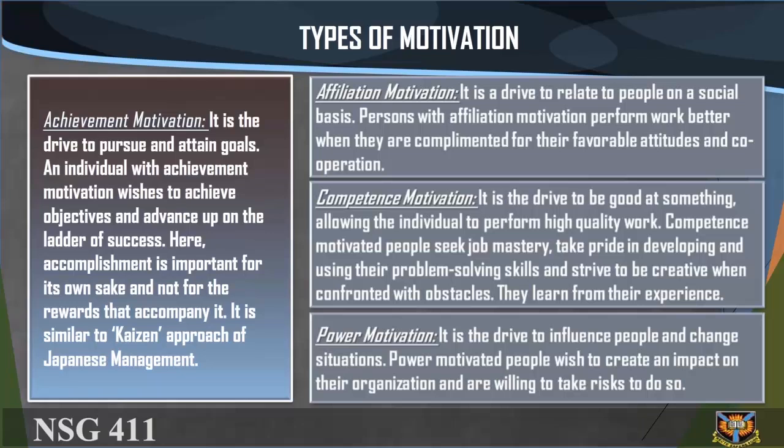2. Affiliation motivation. It is a drive to relate to people on a social basis. Persons with affiliation motivation perform work better when they are complimented for their favorable attitude and cooperation. 3. Competence motivation. It is the drive to be good at something, allowing the individual to perform high-quality work. Competence-motivated people seek job mastery, take pride in developing and using their problem-solving skills, and strive to be creative when confronted with obstacles. They learn from their experience.